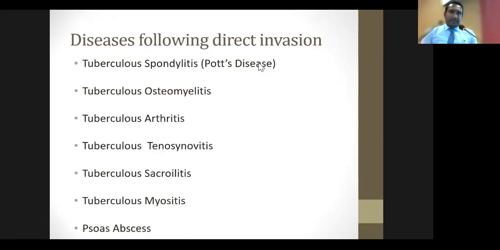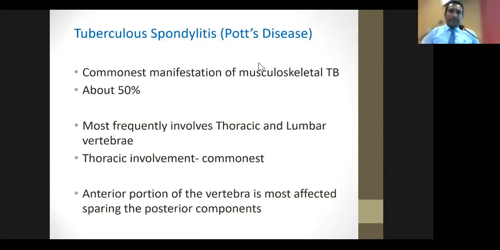These are the diseases following direct invasion: Pott's disease, which we commonly call tuberculous spondylitis, tuberculous osteomyelitis, tuberculous arthritis, tuberculous tenosynovitis, tuberculous sacroiliitis, myositis, and abscesses in muscles like psoas abscess. Tubercular spondylitis is the commonest manifestation of musculoskeletal TB. About 50% of musculoskeletal TB is Pott's disease, which, as I told you, most frequently involves the thoracic and lumbar vertebrae.